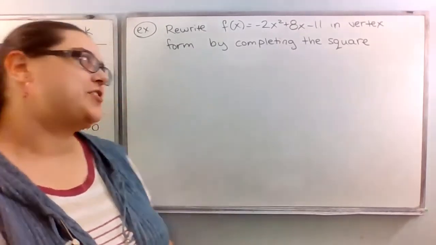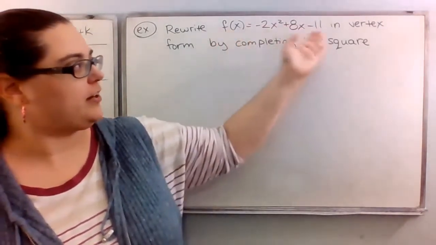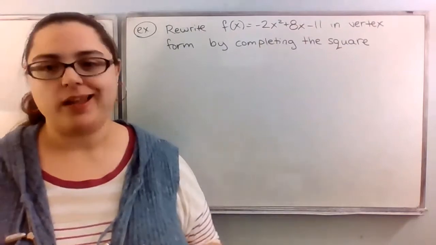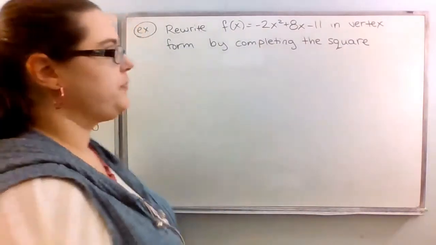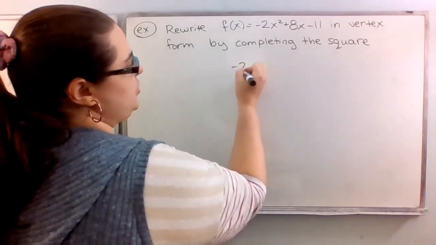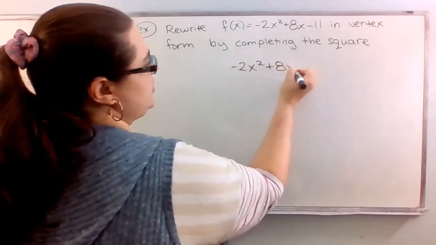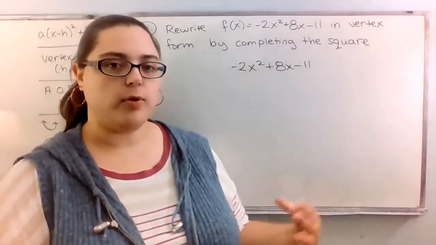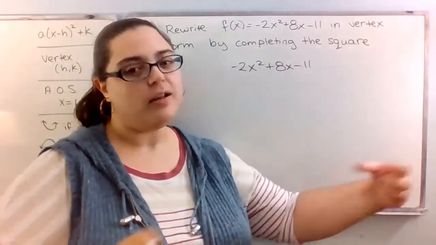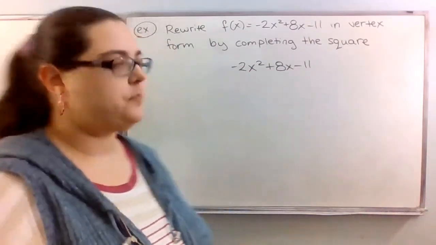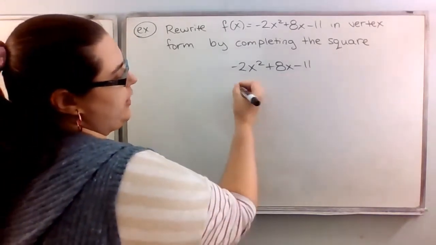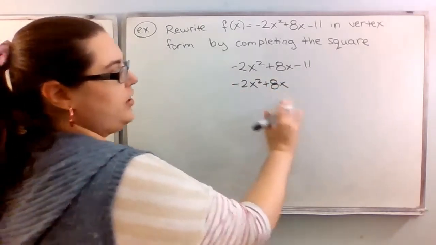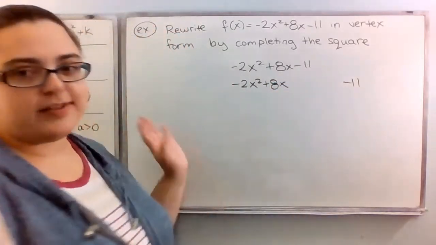All right, so here we go. For this example, we're going to rewrite this quadratic, which has been given to us in standard form, so that it's in vertex form by completing the square. The first thing I'm going to do is rewrite my function: negative 2x squared plus 8x minus 11. To help me complete the square, I'm going to take anything that has a variable and separate it from anything that doesn't. So I'm going to keep the negative 2x squared plus 8x close together, and the minus 11, I'm going to send off by itself.